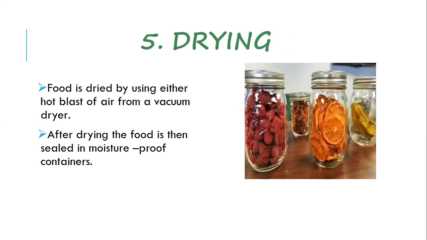The fifth method is drying. Also drying in the sun is the traditional method, but this is drying. Basically, it happens whereby the food is dried by using either a hot blast of air or a vacuum dryer, and after drying, the food is then sealed in moisture-proof containers. As you can see here, these kinds of foods have been dried out and put in these moisture-proof containers whereby moisture cannot enter the food, so the food is preserved for a very long time. And since there is no moisture, there is no conducive environment for the growth of microorganisms. So the food is kept very well without decaying, since the microorganisms cannot grow in such environments.